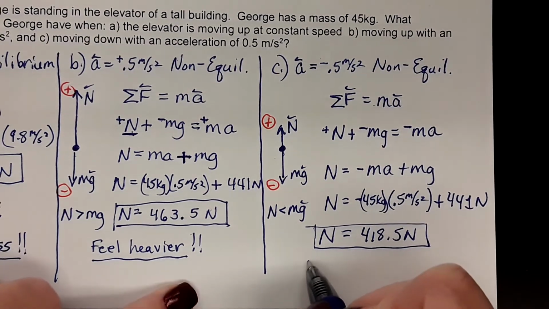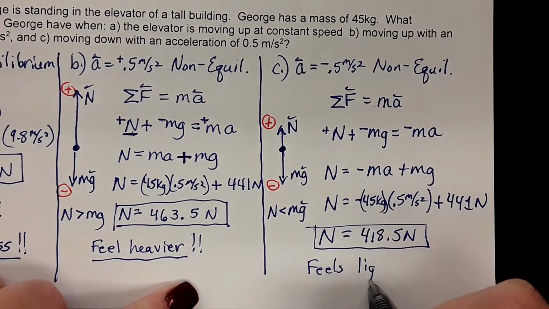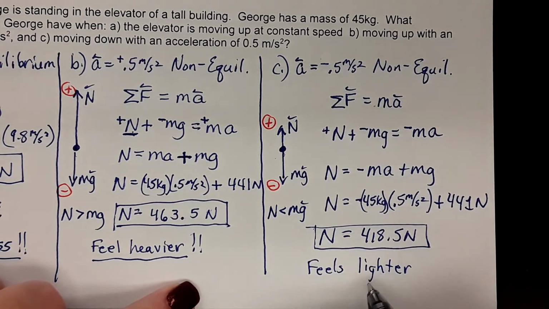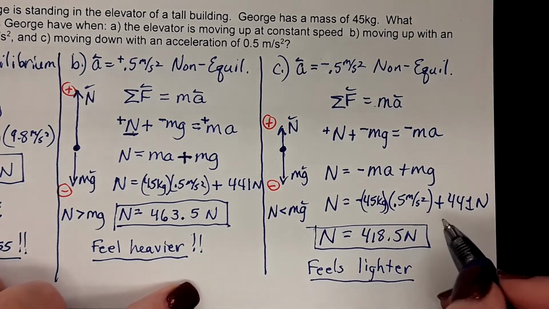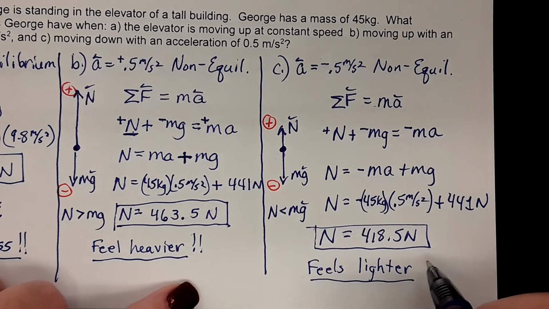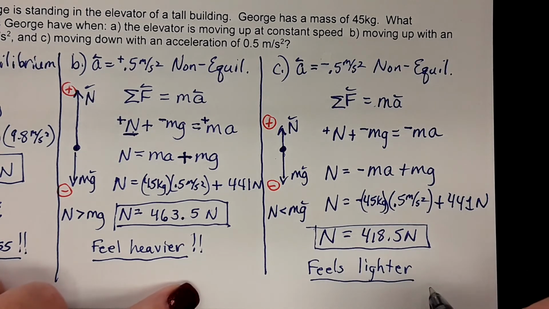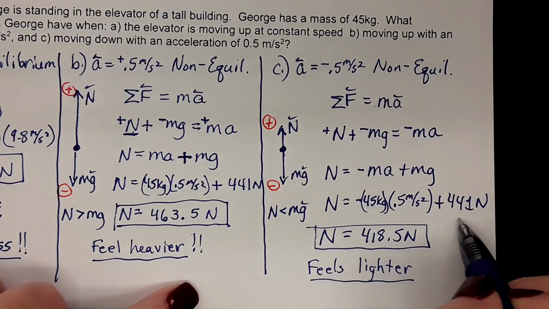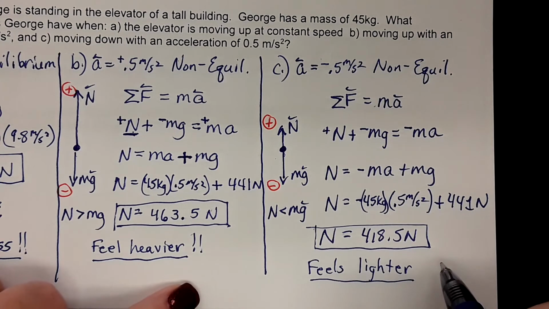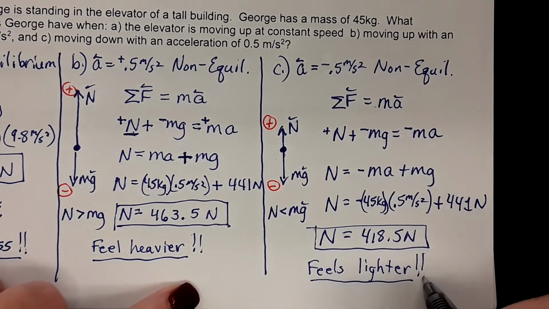So how does George feel? He feels lighter. Anytime you accelerate downward, whether it's in a roller coaster down the first big hill, or in an airplane that's doing a dive, or in an elevator or an escalator, anytime you accelerate down, you're going to feel lighter than you normally do, lighter than you usually do, lighter than your true weight. In fact, if you're in free fall, you won't feel any weight at all. You'll feel weightless because the only force acting on you is gravity and you can't feel it. Okay? So you would feel weightless.